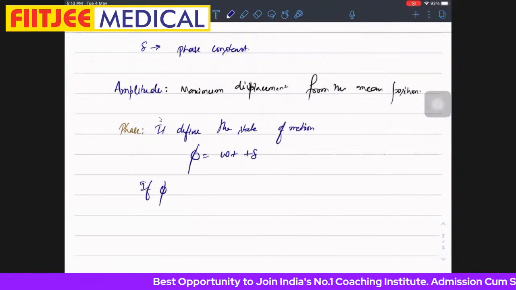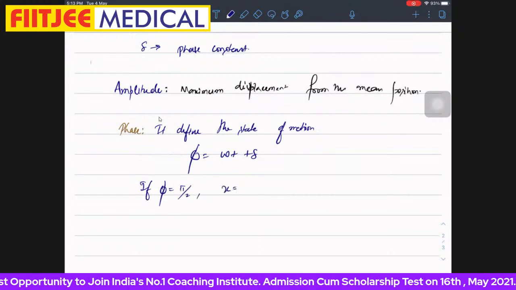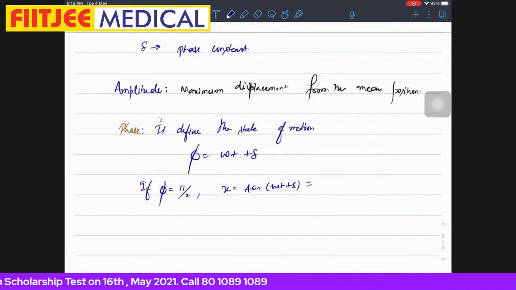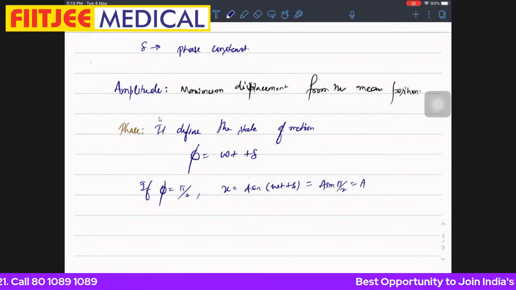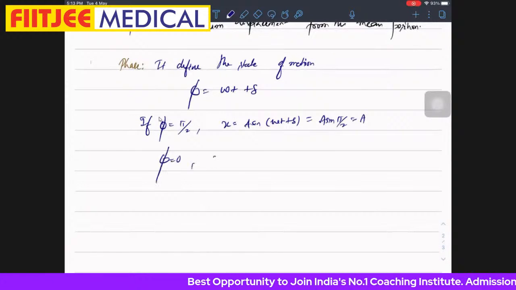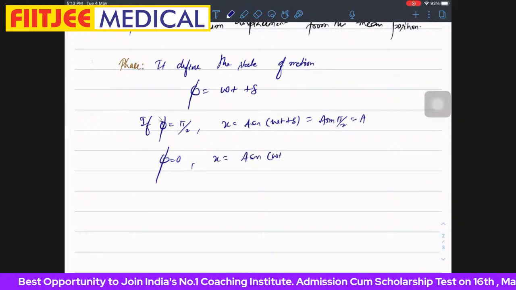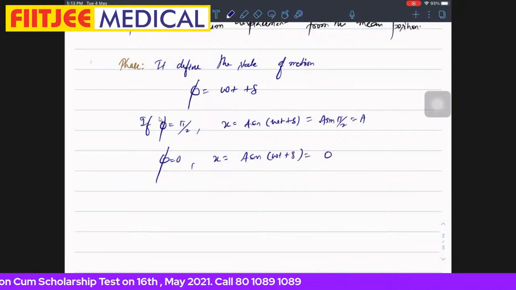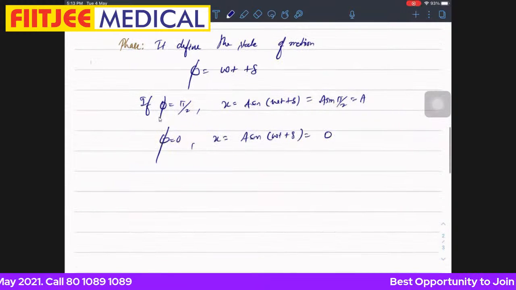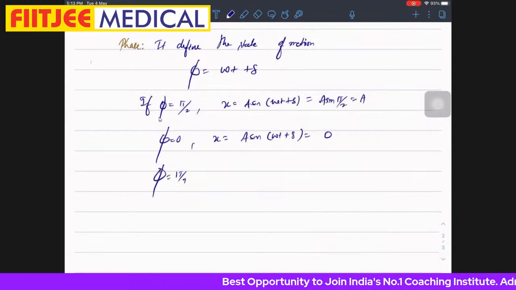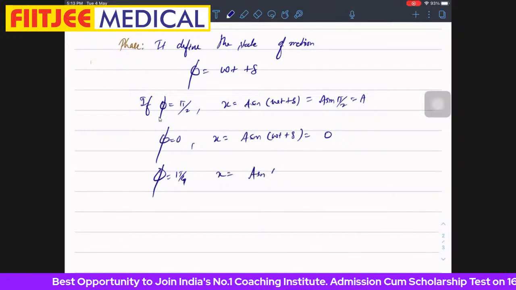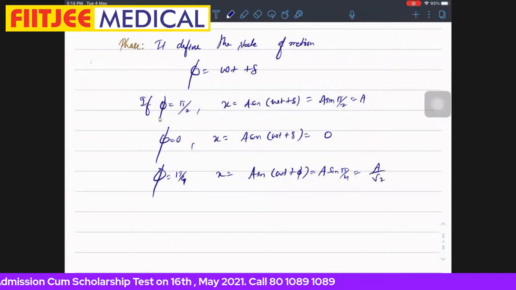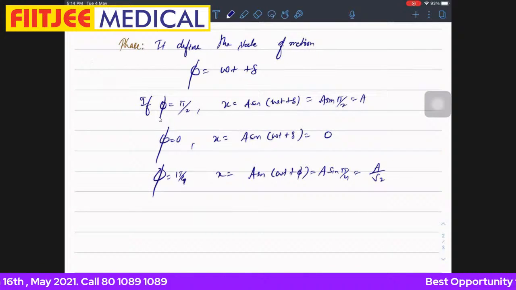So suppose phi is equal to pi by 2. Our equation x equals a sine omega t plus delta, where omega t plus delta is phi, gives x equals a sine pi by 2, which is a. If phi is equal to 0, I get x equals 0. It means the position of the particle at that instant is at the origin, or the mean position. If phi is equal to pi by 4, x equals a sine pi by 4, so a by root 2. So basically this phase explains the state of motion: where the particle is, what is its velocity, what is its acceleration.